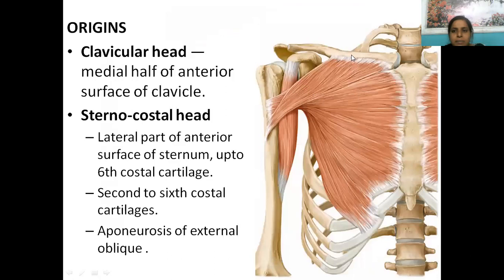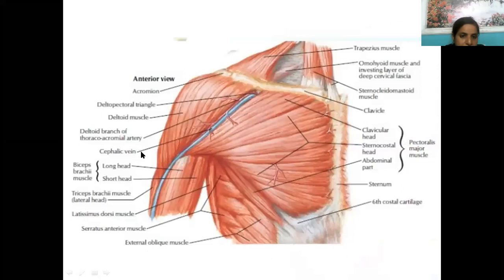The origin has fibers coming from the clavicle and from the sternocostal head. The clavicular head comes from the medial half of the anterior surface of the clavicle. The sternocostal head comes from the sternum and costal cartilages: the lateral part of the anterior surface of the sternum up to the 6th costal cartilage, the 2nd to 6th costal cartilages, and the aponeurosis of external oblique of abdomen. We studied this muscle when we were doing rectus sheath, isn't it? I told you there is a vein in the deltopectoral groove. What is the name of this vein? Cephalic vein. This is pectoralis major, this is deltoid, this is serratus anterior.